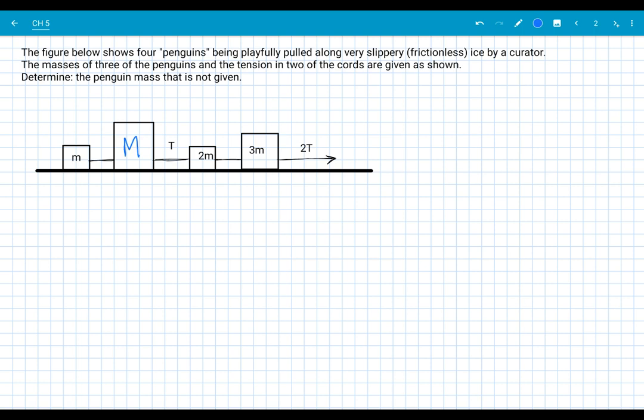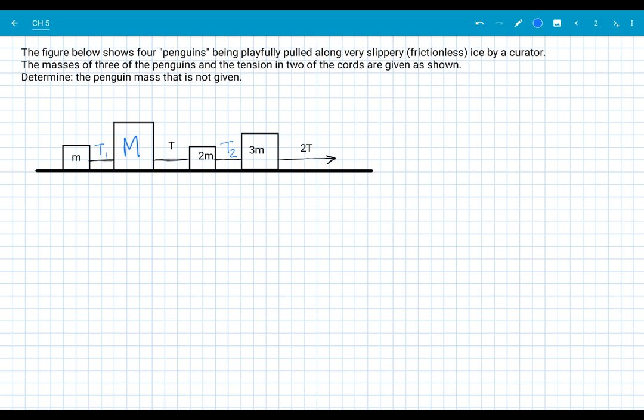And then there are two tensions that aren't given. I'm going to need to call those something because when I draw the free body diagrams for each of the penguins, I'm going to care about what those tensions are. So the unknown tensions, I'll call this one here T1, and I'll call this one over here T2. And we're given the tensions T and 2T as shown there.